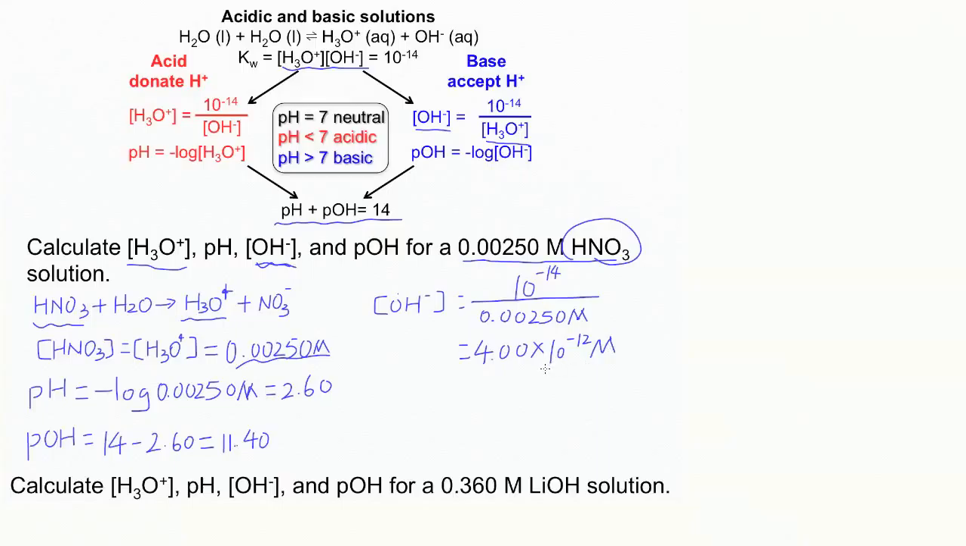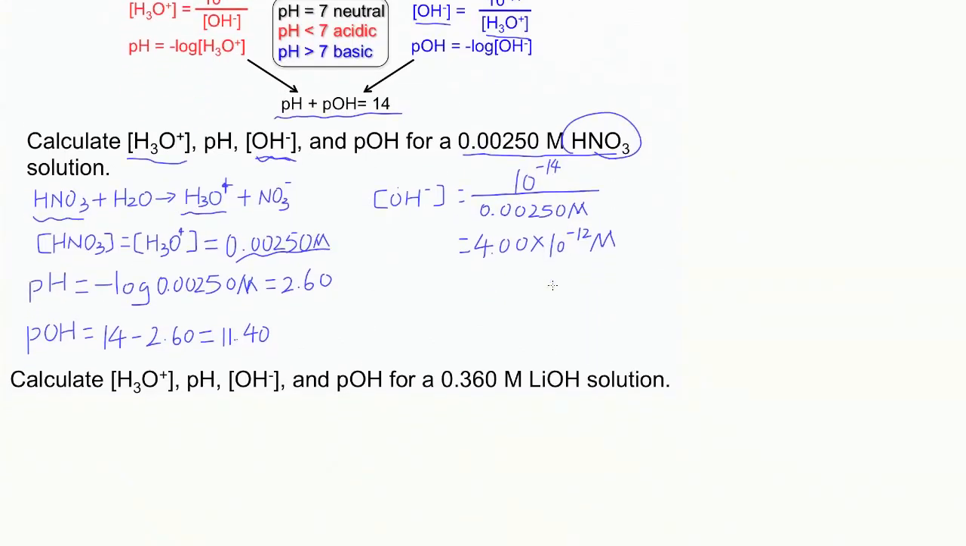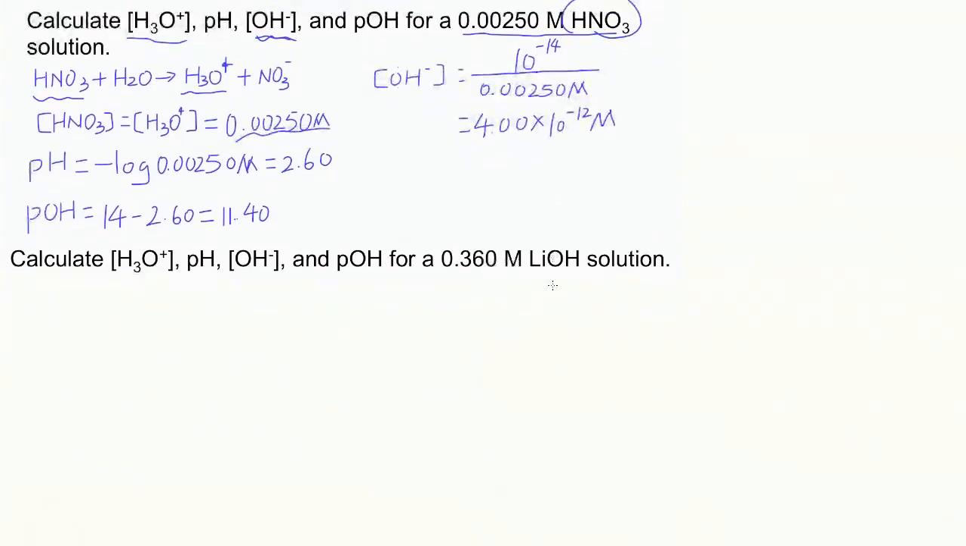So this is how we calculate the pH value for strong acid. And if you have a strong base, you are going to do the similar thing. Let's take a look at this second example. Calculate the pH, the hydronium, hydroxide, and pOH value for 0.360 mole per liter of lithium hydroxide solution.